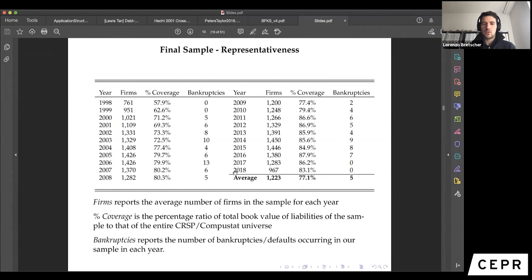So to the extent that we want to say something about corporate debt, this percentage coverage tells you that on average, our sample can speak to 77.1% of corporate debt that is out there based on the CRSP CompuStat universe. That obviously doesn't include privately held companies. But to the extent that we want to make statements about debt, we feel that this is a fairly representative sample.